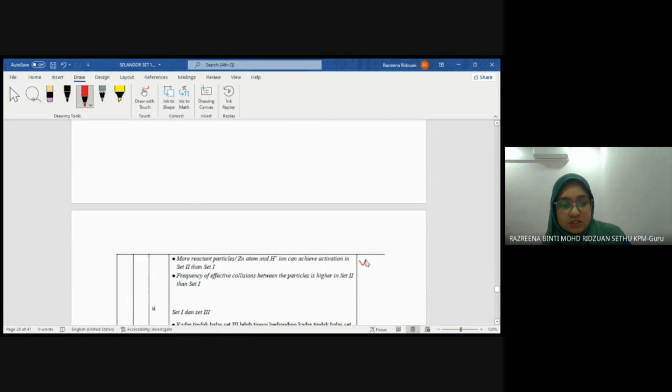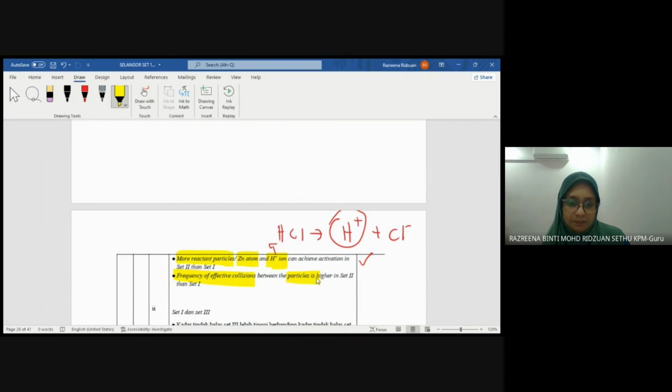Number 4 is you can mention more reactant particles. Mention the zinc atom and hydrogen ion. Why hydrogen ion? Because this is from the acid HCl. They will ionize. Okay, so mention this. Can achieve activation energy in set 2 than set 1. Then finally, frequency of effective collision between the particles is higher in set 2 than set 1. Every sentence you compare between set 1 and set 2.